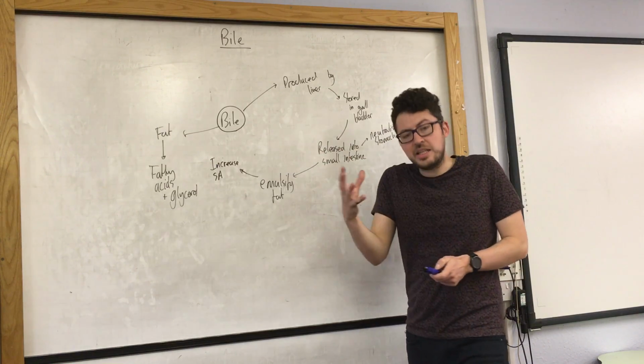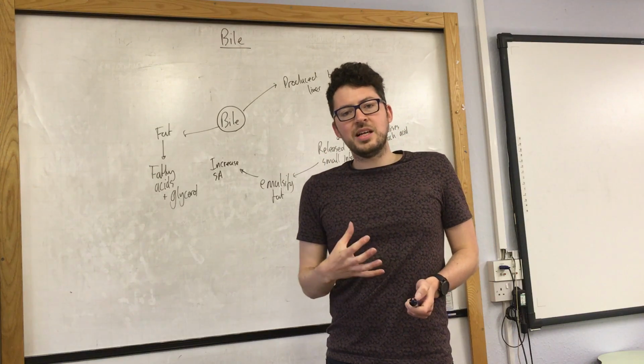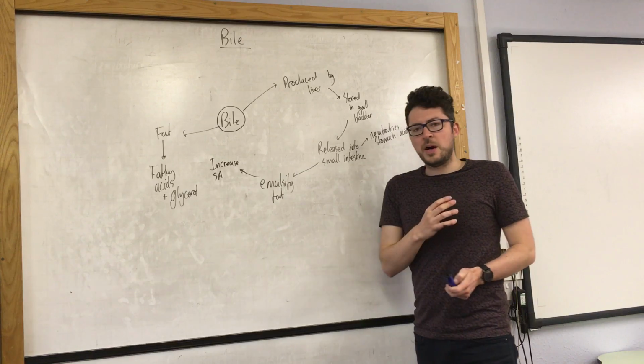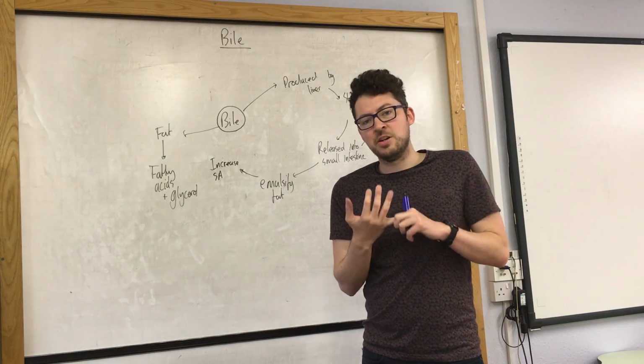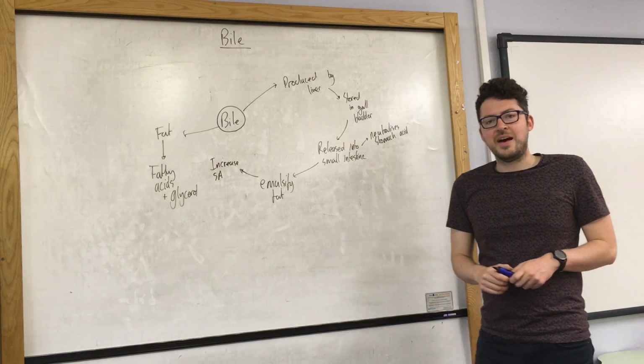And this in turn allows that fatty acid and glycerol to be absorbed from the small intestine into our bloodstream. So that is the function of bile. It increases the speed at which we can digest, break down and absorb fat. And this is the basic pathway of how it does that.